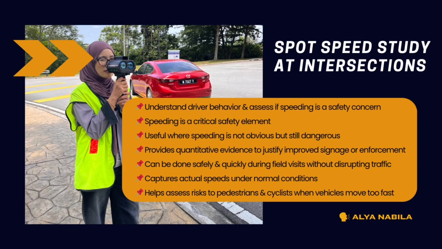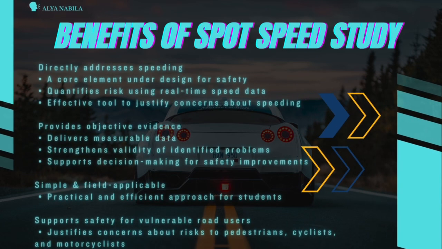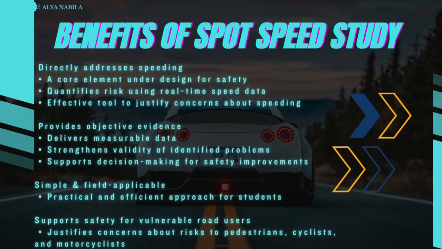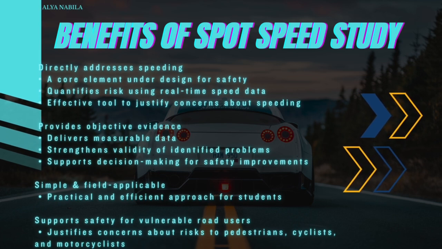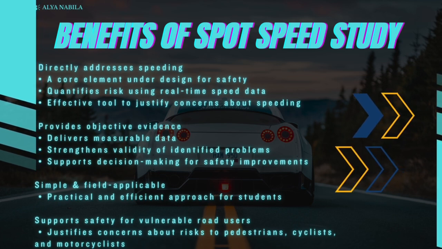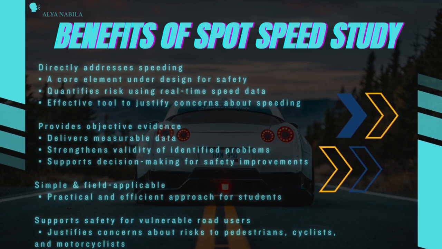This helps assess the risk to pedestrians and cyclists, especially when vehicles are going too fast at an intersection. The data collected gives objective, measurable evidence, which helps in making better decisions for safety improvement. Lastly, it plays a key role in protecting vulnerable road users like pedestrians, cyclists, and motorcyclists by highlighting the risky areas where vehicles are moving too fast.